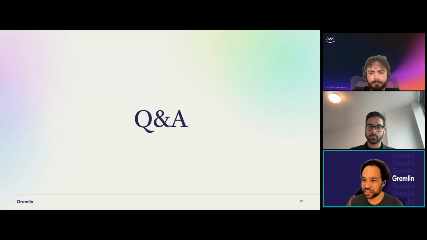Okay, so we have one that might be good for Shivam. How do you see people deciding between managed or unmanaged services for AI on AWS?